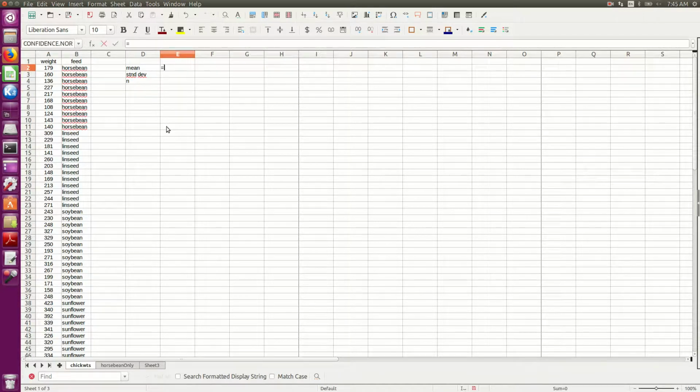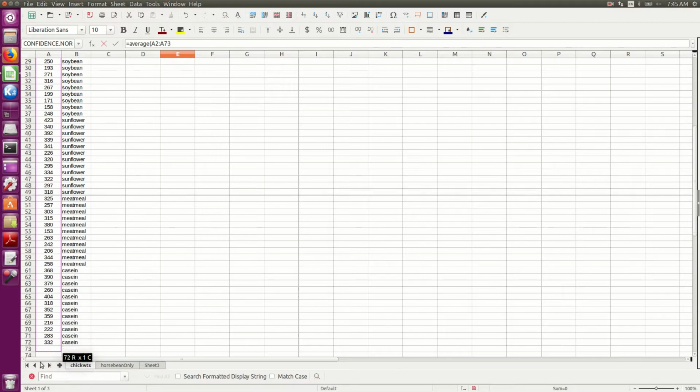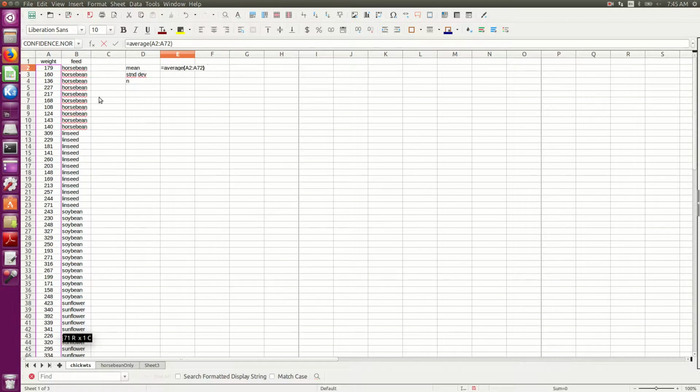So I will need a mean, so I'll take an average and highlight all these data. These are chick weights for different feeds. We're going to end up using these for an analysis of variance later, but right now I can get their average, I can get their standard deviation.